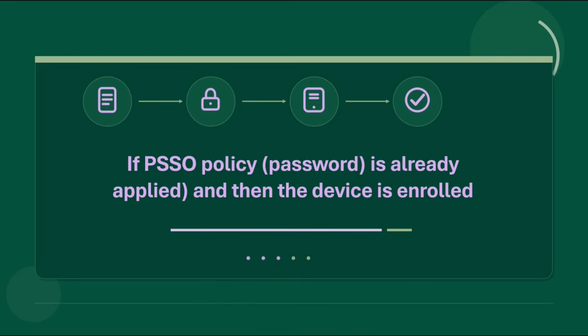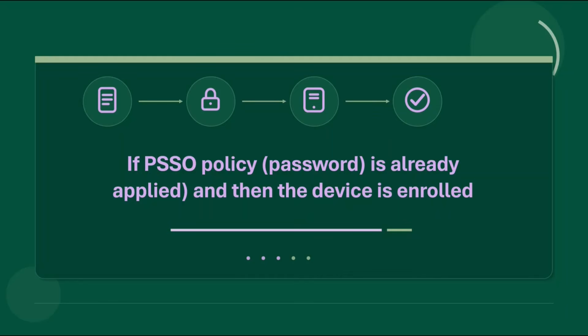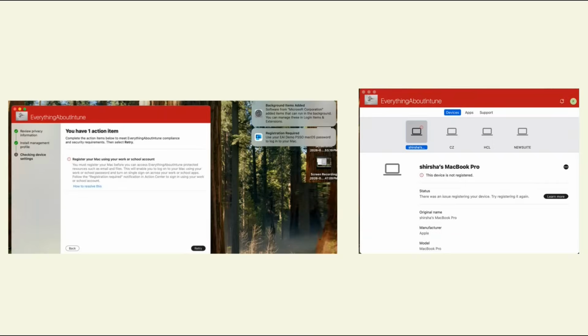So in that case, the enrollment is being done when the PSSO profile is targeted. Versus in the first case, the enrollment was already done, the device was already in use, and now the PSSO profile is coming down. So the behavior is a little different, and you might see some additional prompts. Over here, we are looking at a device where the PSSO profile was deployed and then the device was enrolled.